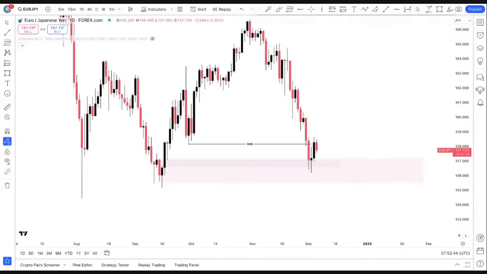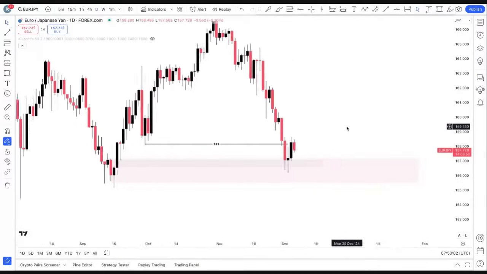Not institutional reference point. Liquidity, Emmanuel John. That is liquidity. That sell side liquidity resting. Sell side liquidity resting. Price has traded below the sell side liquidity. Boom. Trading into an institutional reference point.